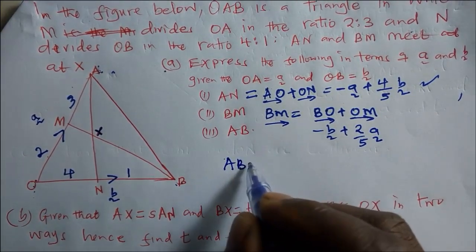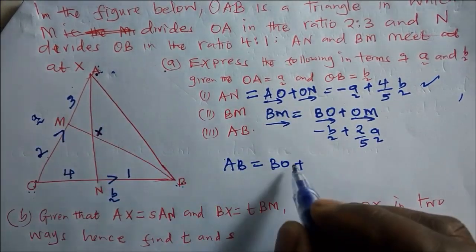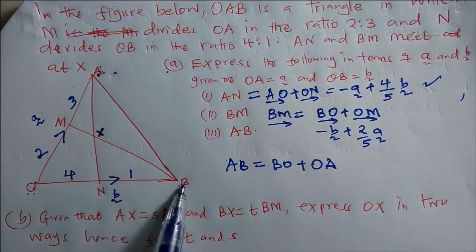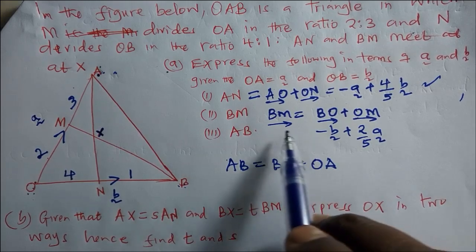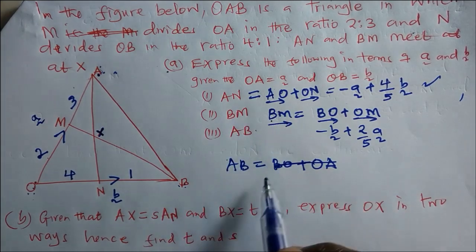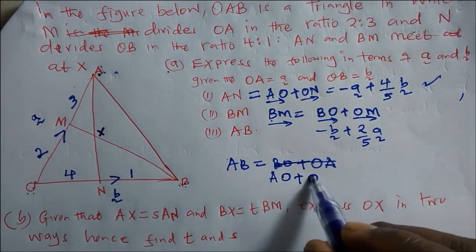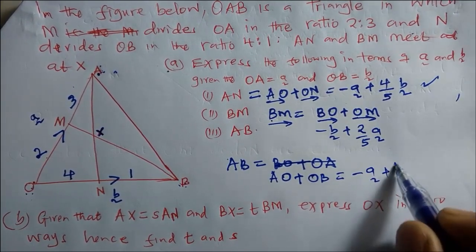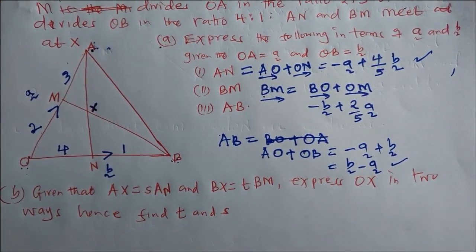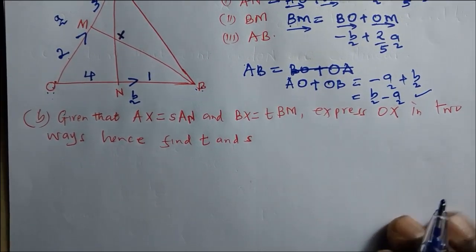Then AB is equal to AO plus OB, which is minus A plus B, and this one is equal to B minus A. So we have finished expressing all of those in terms of A and B. So let's go straight to part B, where our 6 marks is.